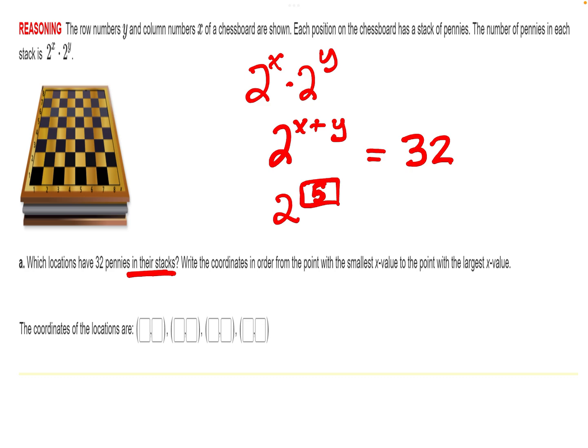And if I understand that, I would have to write the coordinates in order with the point of the smallest value for the smallest x. So all the different ways I can get to 5. Hopefully we can understand, well, the first way would be if x is 1 and y is 4, which would be right here on the board. That would be my first ordered pair. And then any combinations that get me to 5.